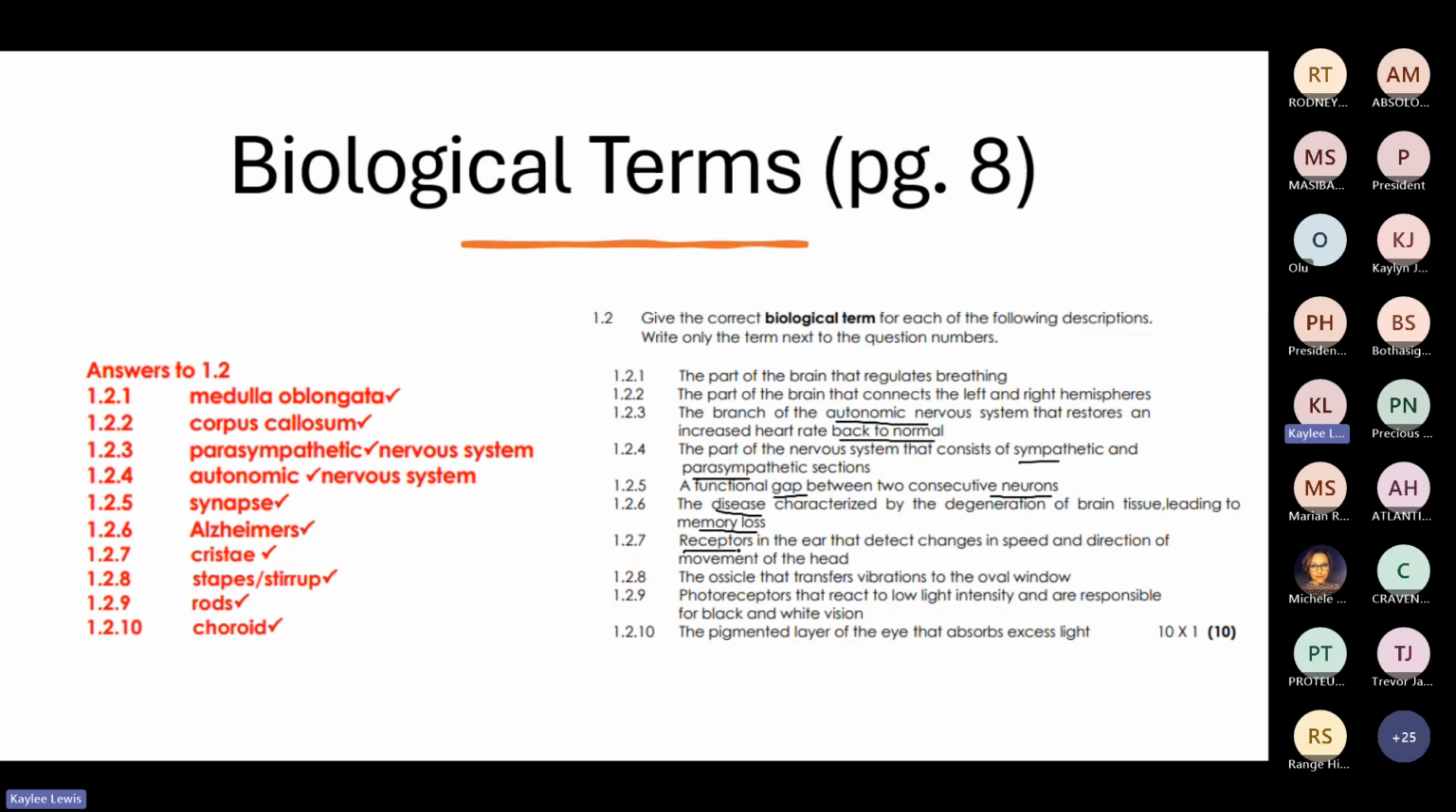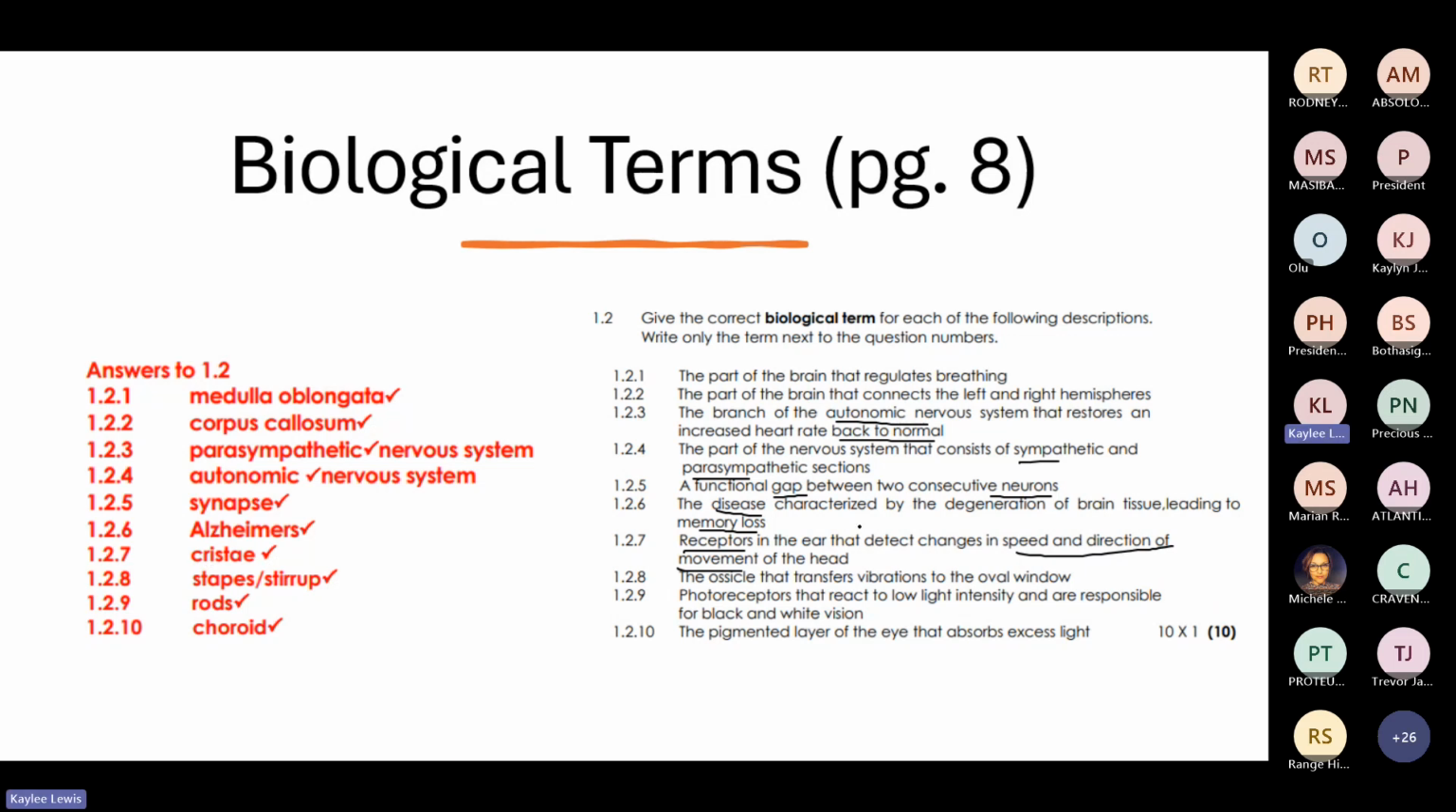1.2.7, receptors. Remember, receptors detect changes in the environment, in the ear that detect changes in speed and direction of movement of the head. So this we'll touch on tomorrow, but there are two receptors that are going to deal with balance, and that would be your cristae and your macula. And then for this scenario, because it's speed and direction, it's going to be your cristae.